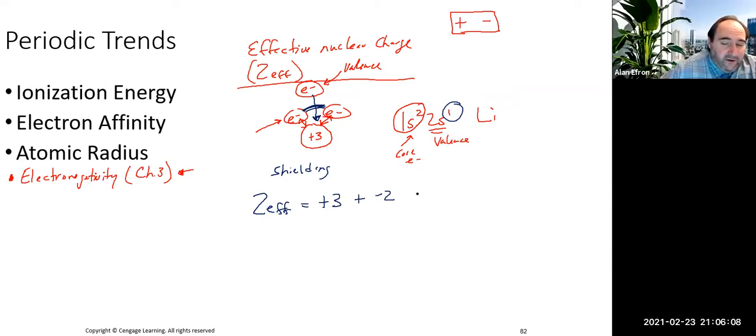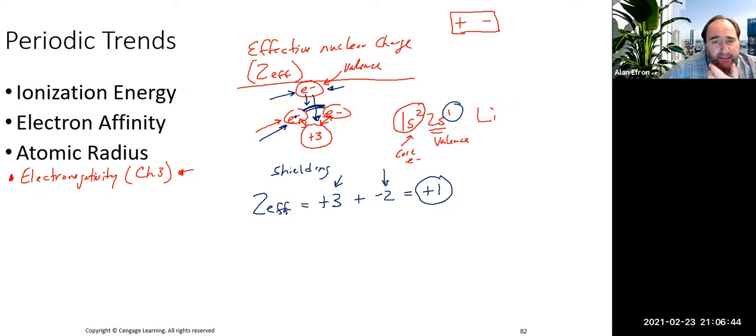Electrons are negatively charged. So essentially what we're calculating here is that because of those 2 electrons in front of the +3 nucleus, this outer electron is only feeling like a +1 attraction, which means it's not going to pull itself in as far. It's not going to be held as tightly. And that's why that valence electron is able to be lost or shared much more easily than our core electrons, which are much, much closer to the nucleus.